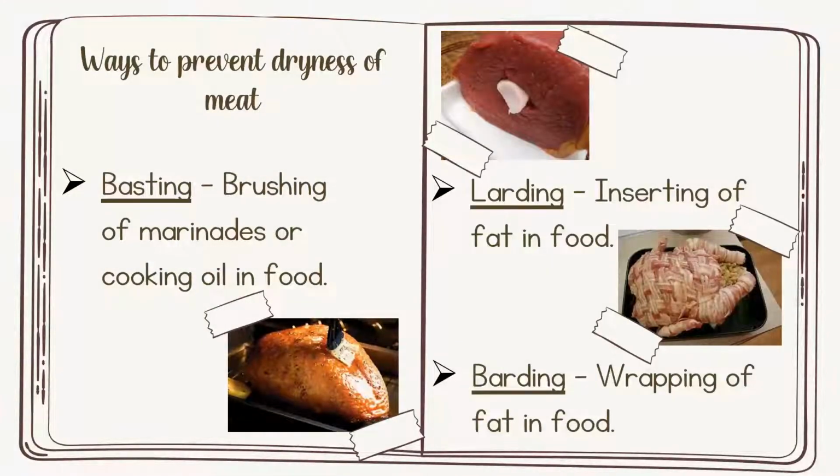Heat makes our food dry. So to prevent that, there are different ways that we can apply to make our meat still juicy and moist. We have basting, or brushing of marinades or cooking oil. We have larding, or the inserting of fat in meat. And lastly, we have barding, or wrapping of fat, commonly bacon, around meat.